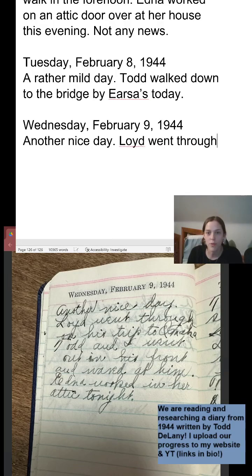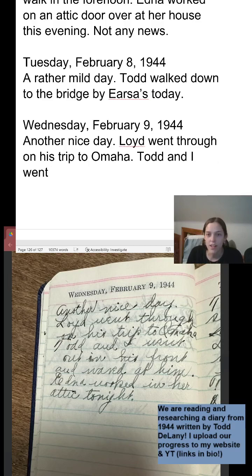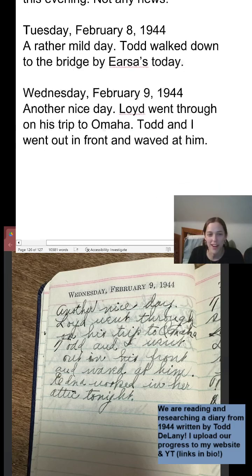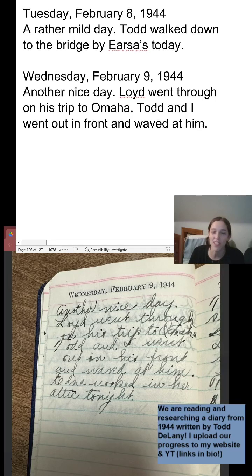Another nice day. Lloyd went through on his trip to Omaha. I think he's talking about the mail train, because Lloyd works on the postal train. Todd and I went out in another one in front and waved at him. There was an entry in late January where Todd, even though it's really tough for him to walk right now and he gets really tired, was able to walk down the street and wave at his son as he went by on the postal train, which was a really sweet entry. I reread it yesterday and it's one of those that just hits me. And I think it hit all of you too, so he's doing that again.